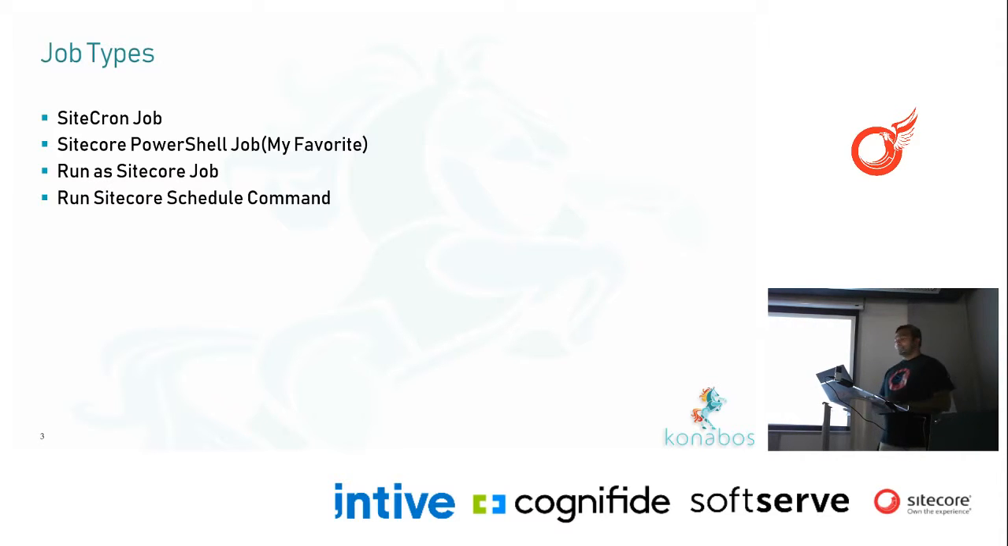I noticed that you were saving the last execution of the job in UTC time. But the SiteCron definition of the schedule is in your local server time. So what happens if you have multiple CM servers across the world? You want the job to be executed on each of them?